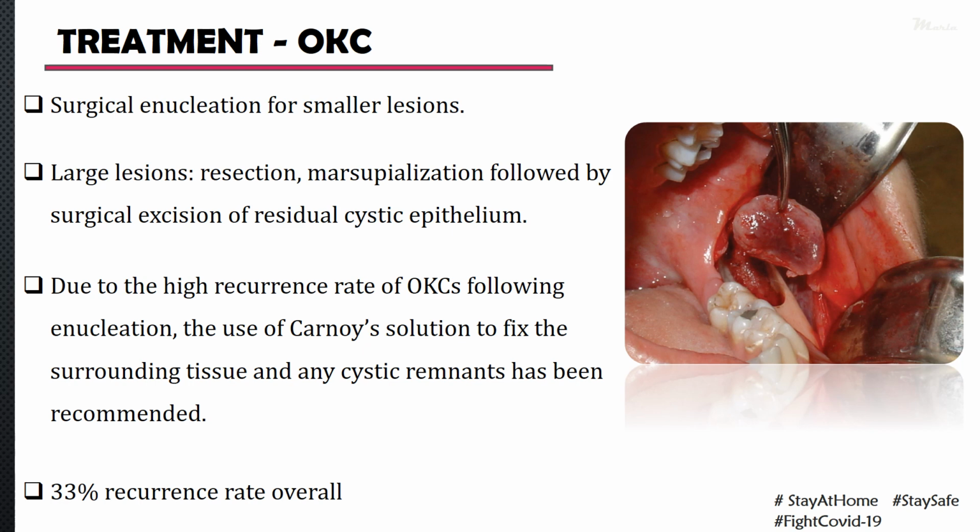Treatment of odontogenic keratocyst requires surgical enucleation for smaller lesions. Larger lesions are treated by resection of the bone if the cyst expansion is large and only a thin layer of the border of the mandible is remaining. In other cases where a healthy amount of bone is remaining, procedures like marsupialization followed by surgical enucleation of the cyst are done.